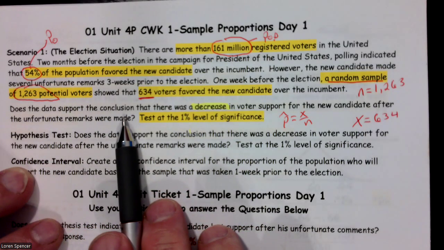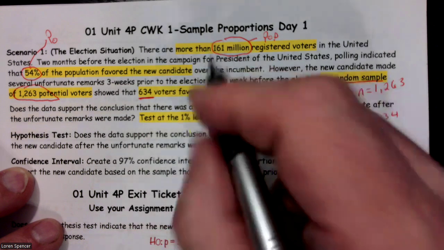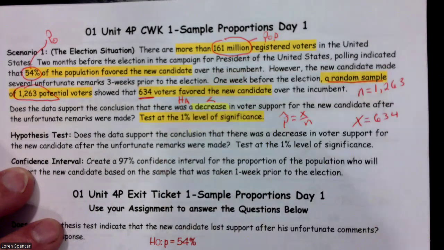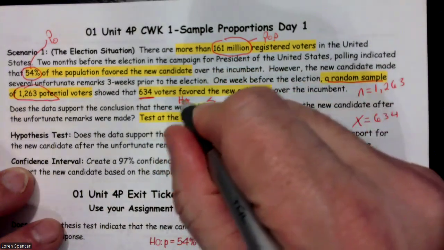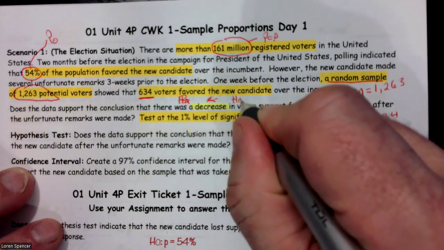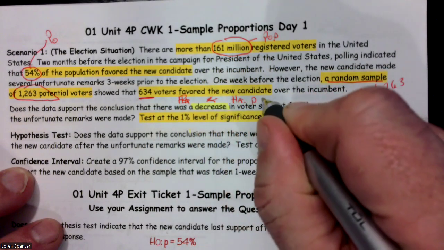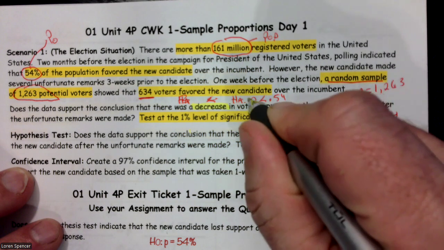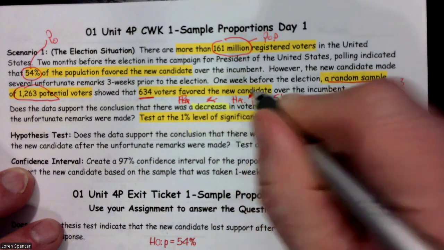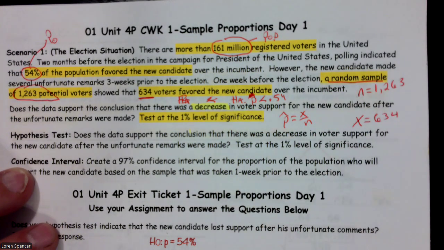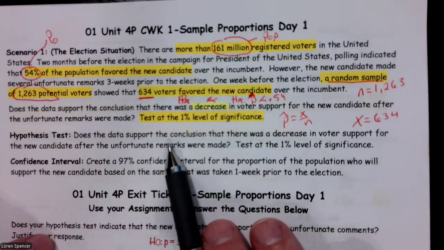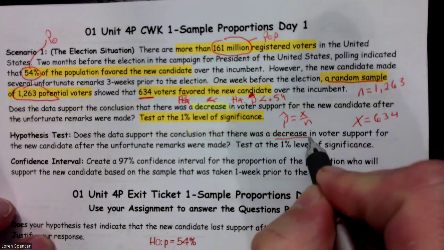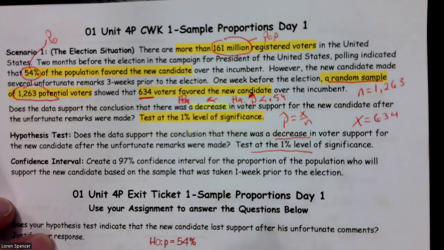Does the data support the conclusion that there was a decrease? So our Ha is going to be a less than, or actually it's going to be like this. Ha: p is less than 0.54. p, not p hat, but p, excuse me. So does the data support the conclusion that there was a decrease? And we're testing at the 1% level.